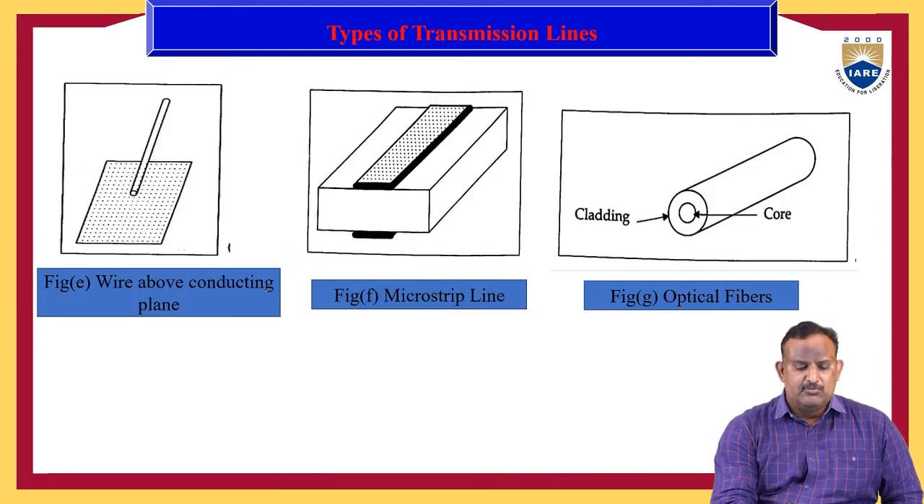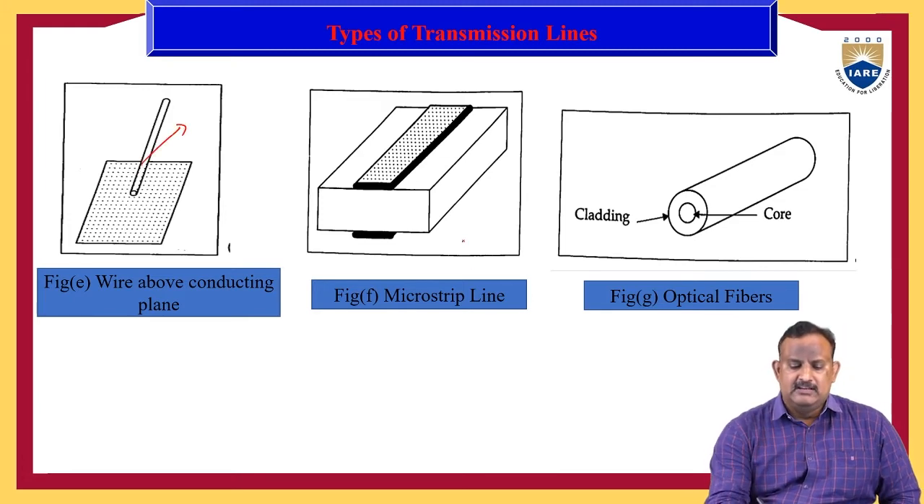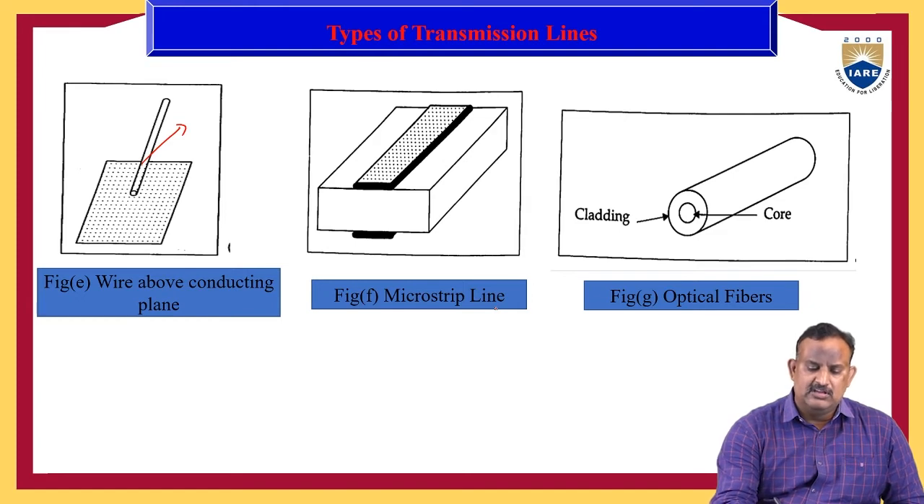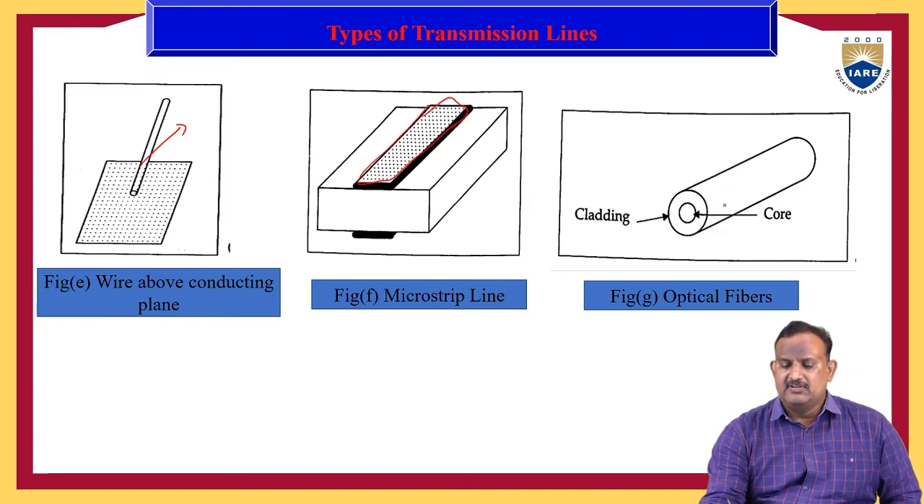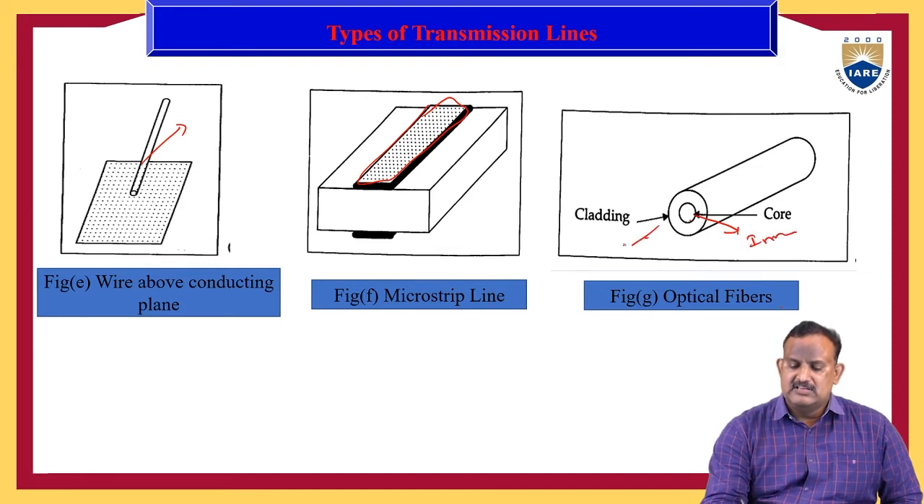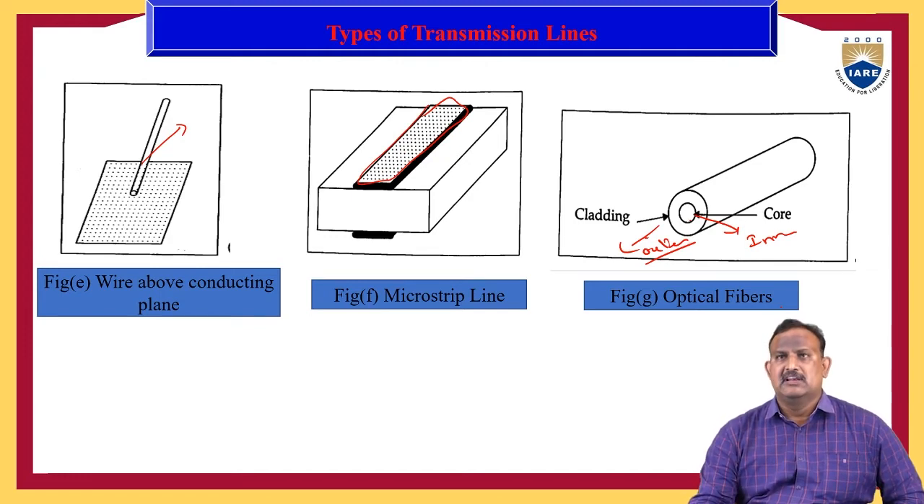Then the wire above a conducting plane. This is a totally conducting plane, and the wire is above it. Then the microstrip line. Then optical fibers. The optical fiber also has two conductors: one is the core and the other is the clad. The core is known as the inner conductor and the clad is known as the outer conductor. So these are the different types of transmission lines.